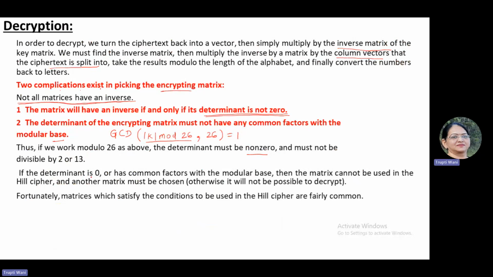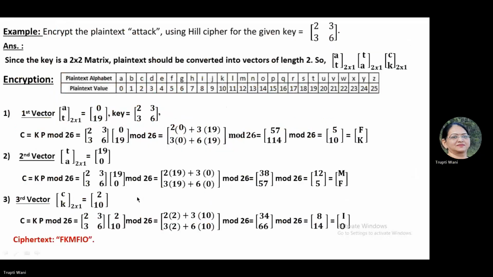If the determinant is 0 or has a common factor with the modular base, then the matrix cannot be used in the Hill cipher. Another matrix must be chosen, otherwise it will not be possible to decrypt. So remember, this is very, very important in the Hill cipher. So key selection is required. Fortunately, matrices which satisfy the condition to be used in the Hill cipher are fairly common.